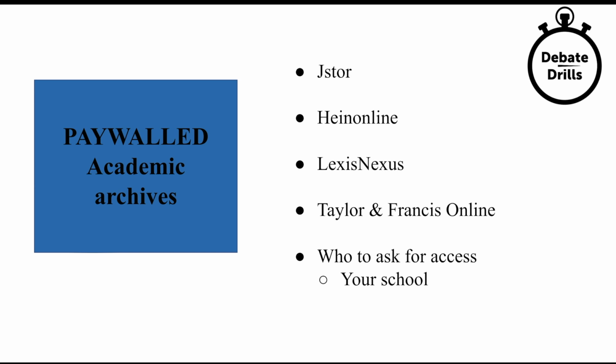The next one is HeinOnline. If you're a part of the NDCA, you can actually access HeinOnline through the NDCA using your member code. HeinOnline is very helpful, has a lot of legal research, and it has a lot of the similar journal articles like JSTOR. The next one is LexisNexis. This one also has a lot of legal articles and can be really helpful if you're doing any legal research on a topic. And then the last one is Taylor and Francis Online.